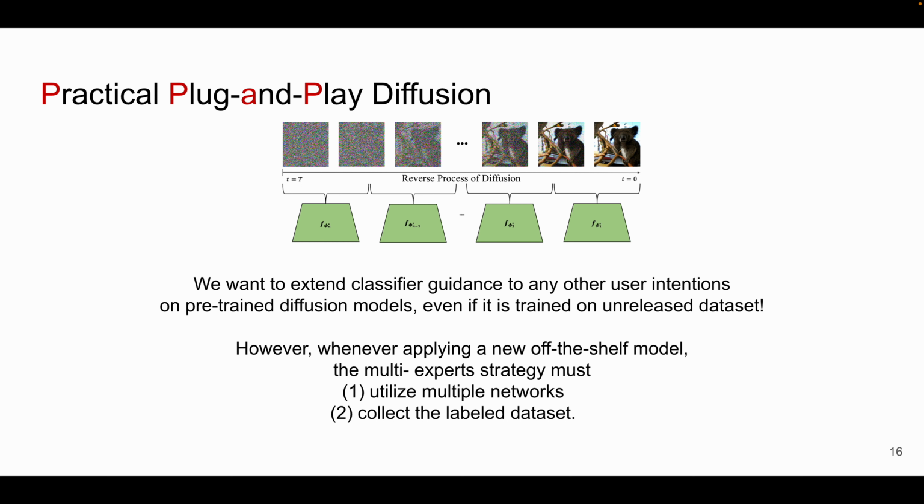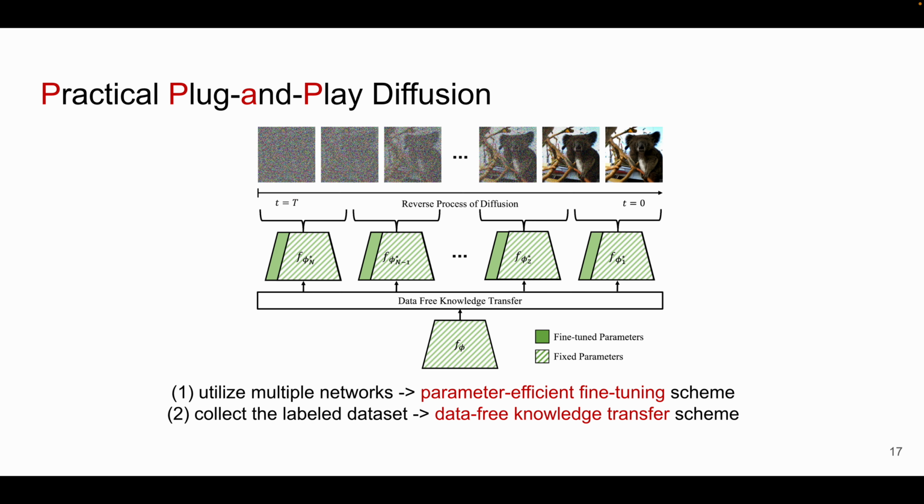As I said at the beginning, we want to extend classifier guidance to any other user intentions on pre-trained diffusion models, even if they are trained on unreleased datasets. However, whenever applying a new off-the-shelf model, the multi-expert strategy must utilize multiple networks and collect the label dataset. These two limitations hinder the scalability of guidance. Therefore, we solve the problem of handling multiple networks with a parameter-efficient fine-tuning scheme, and the problem of collecting label datasets with a data-free knowledge transfer scheme.